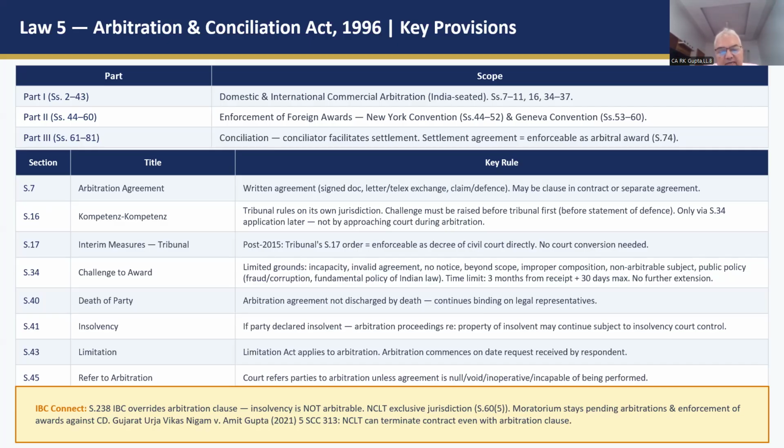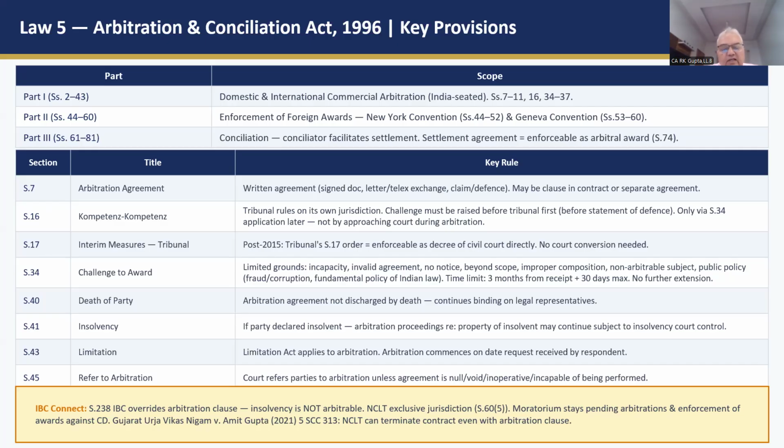So the arbitration agreement is not discharged by death and it continues to be binding on legal representatives. Section 41 talks of insolvency, and if a party is declared insolvent, then arbitration proceedings continue, and regarding the property of the insolvent, it may continue subject to insolvency court control.